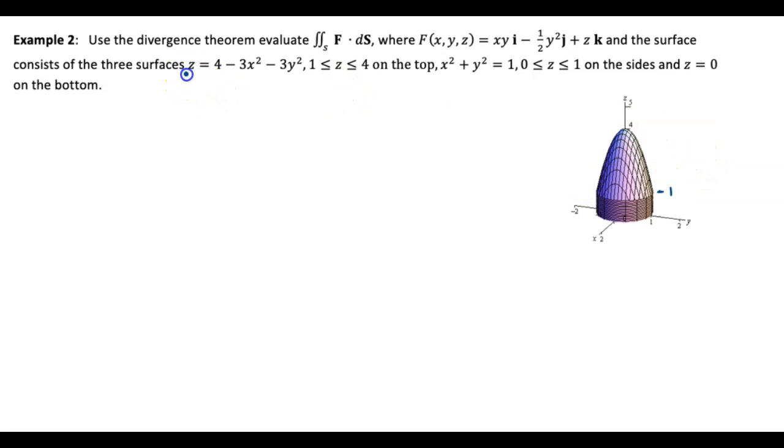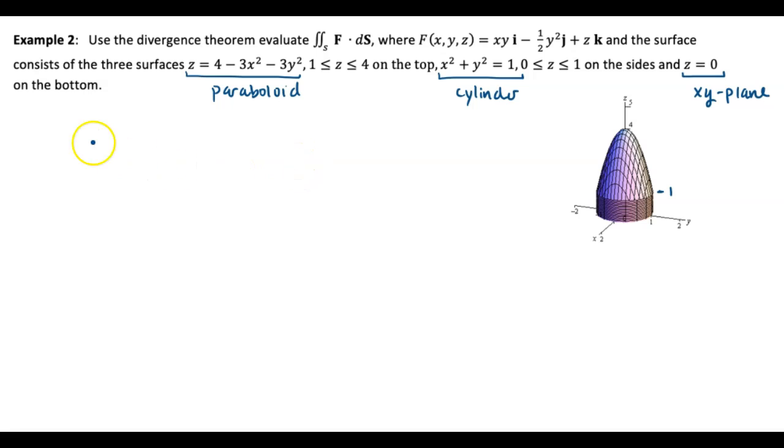So this is our paraboloid. We're bounded by x squared plus y squared equals 1 from 0 to 1. And so this is going to be a cylinder from z equals 0 to z equals 1. So we can see that cylinder. And then on the bottom, this is just bounded by the xy plane, so z equals 0. This is just the xy plane.